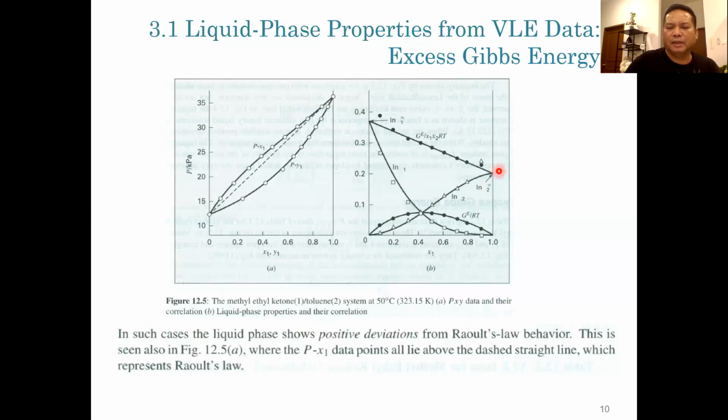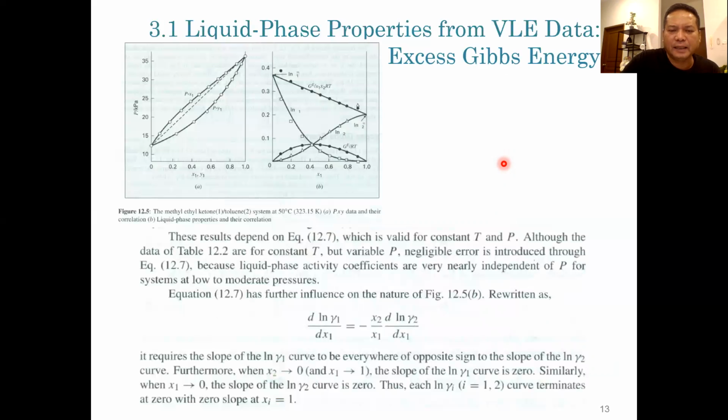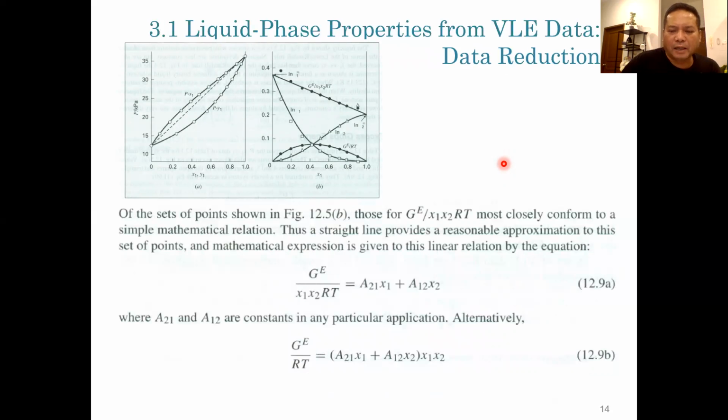So what is that line actually? I already explained it here. That line indicates that we can create a straight line like this, a straight line with this equation here, where this coefficient is that value when it touches the axis at x1 equal to 0, pure species 2, and it is A12 when it is here, pure species 1.